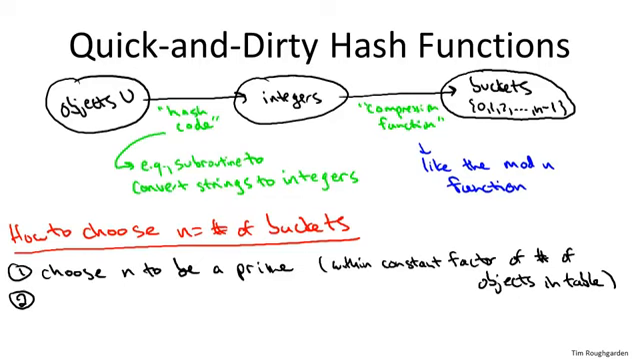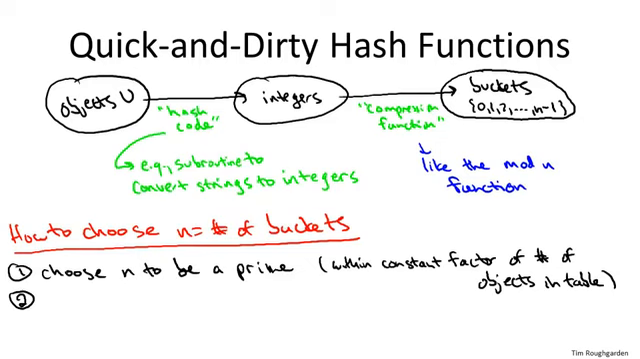So that's the first order rule of thumb you should remember if you're using the modulus compression function, which is: set the number of buckets equal to a prime. So you're guaranteed to not have non-trivial common factors of the modulus shared by all of your data.